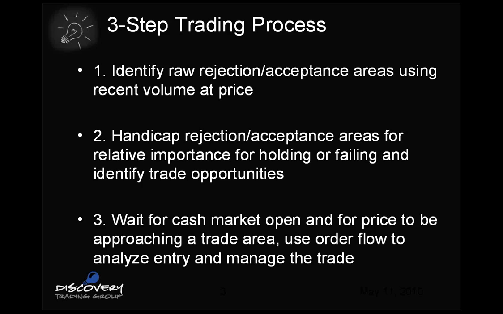Obviously, the first step is identifying the raw rejection and acceptance areas, as we call them, which are areas that are either lightly traded volume-wise or heavily traded. The second part, which possibly might be the most important part, is to handicap these areas for what you think their success or failure is going to be for them to hold.